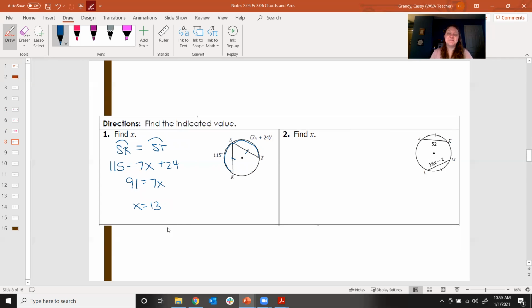Okay, so there's x. Over here in example 2, I see that JK is 52 and LM is 18x minus 2. And I see that the arcs that create those chords are congruent. So what I'd like you to do is set up an equation and solve for x. Try that now.